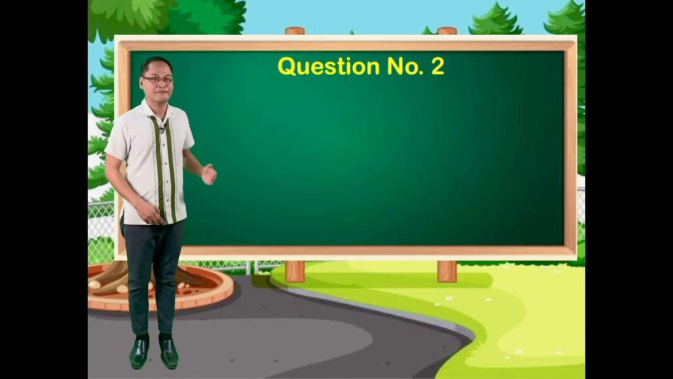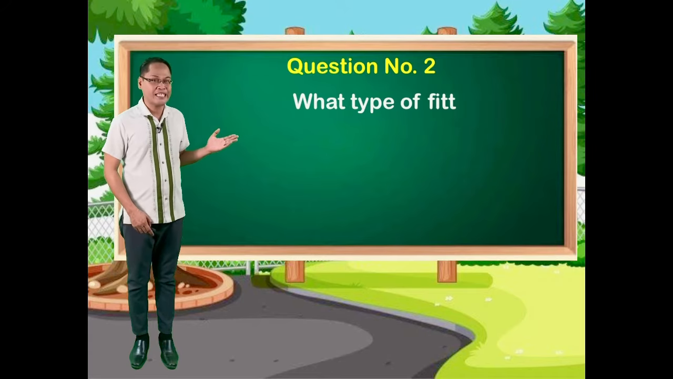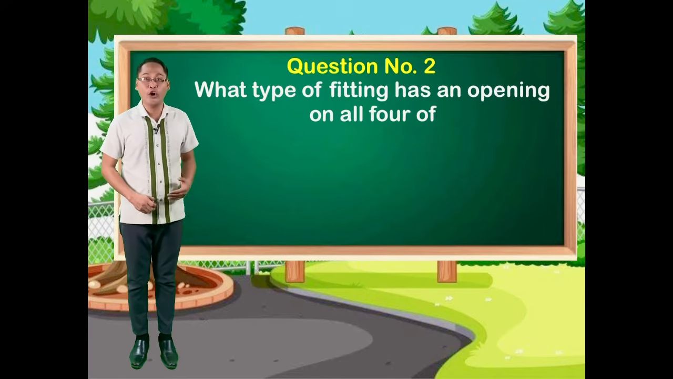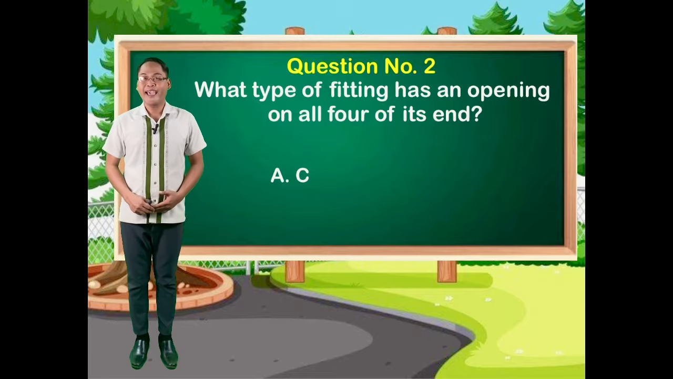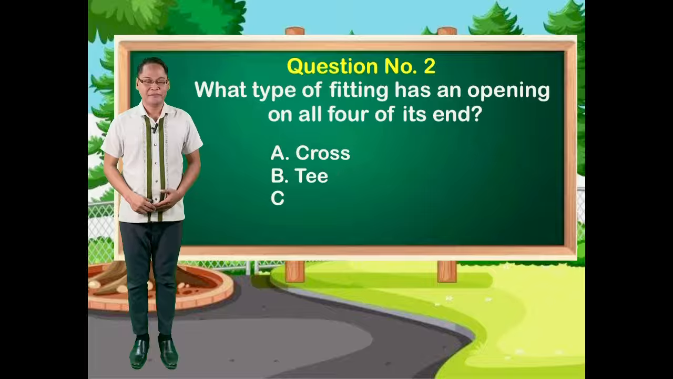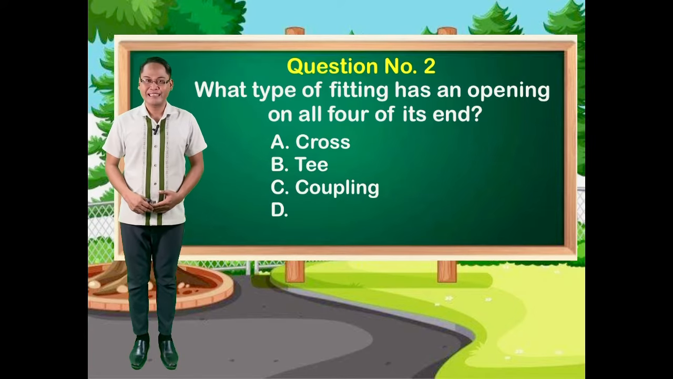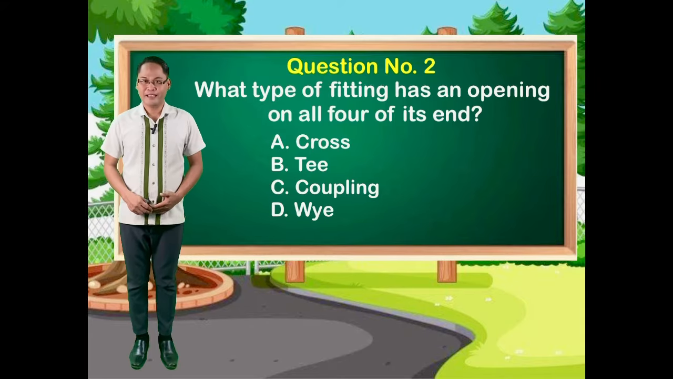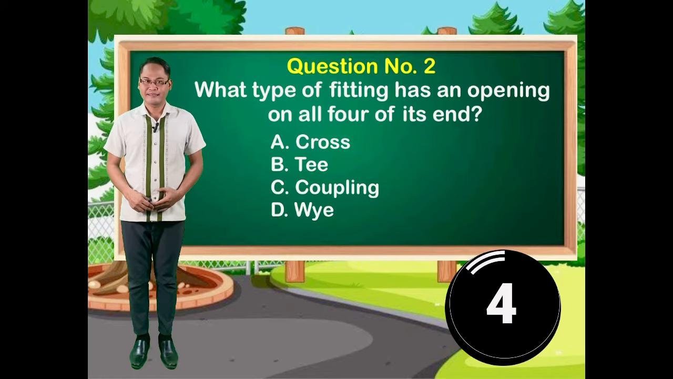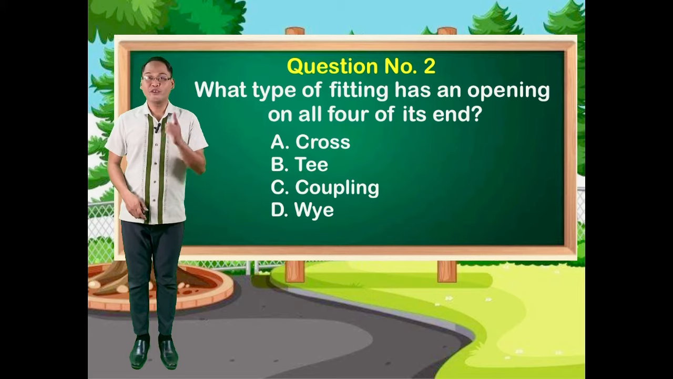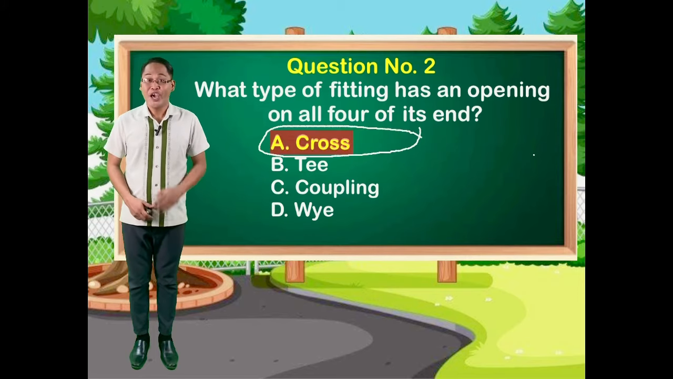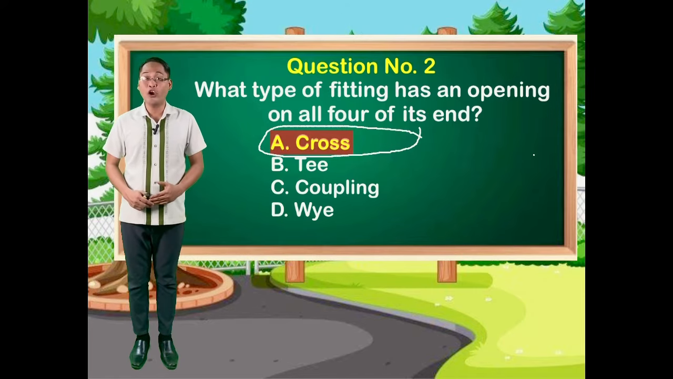Second question. What type of fitting has an opening on 4 of its ends? A. Cross. B. T. C. Coupling. D. Y. If your answer is letter A, you are correct. Cross is a fitting that has an opening on 4 of its ends.